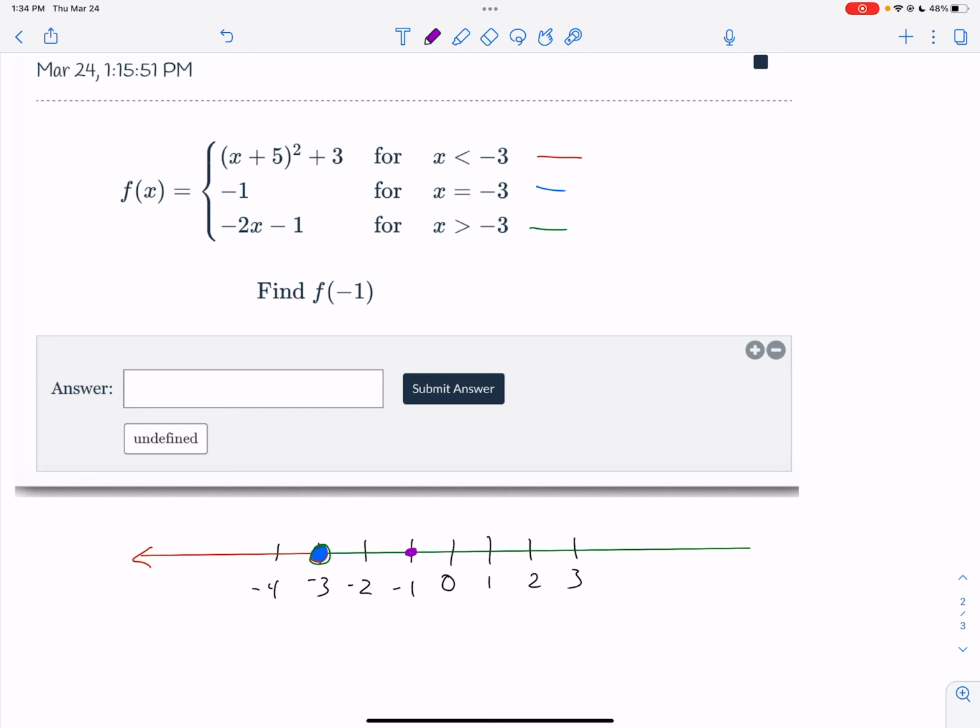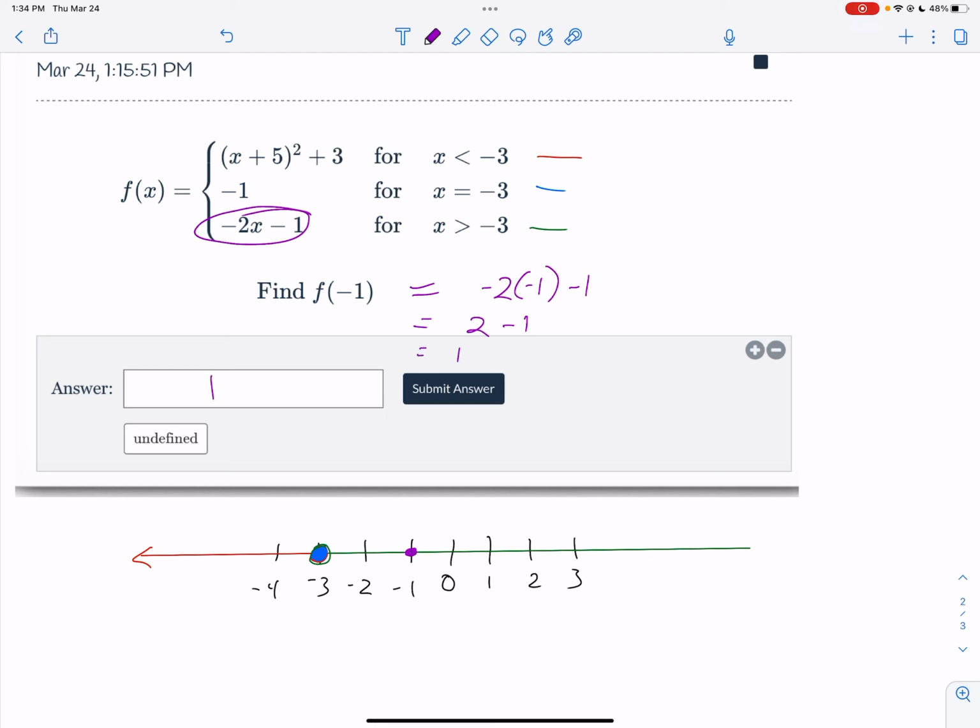But if you're good at plugging it into the correct one, then you just have to understand. Plug it into this one. So I get -2 times -1 minus 1. f of -1 is that. You just plug it in. And then I get -2 times -1 is +2. Everything else stays the same. 2 minus 1 is 1. So our final answer would be 1 in this case.